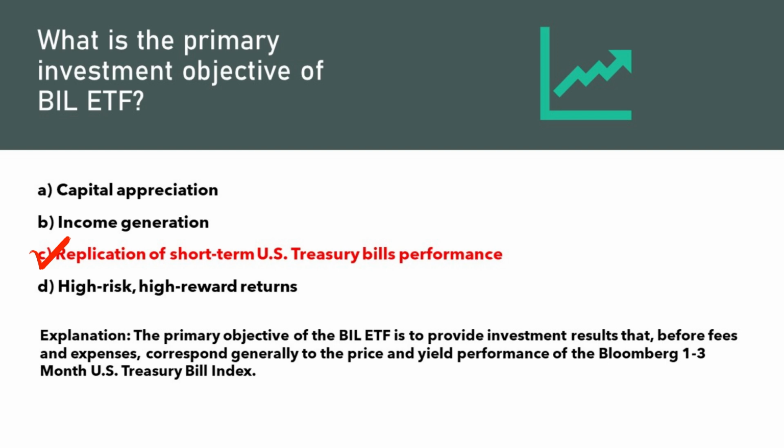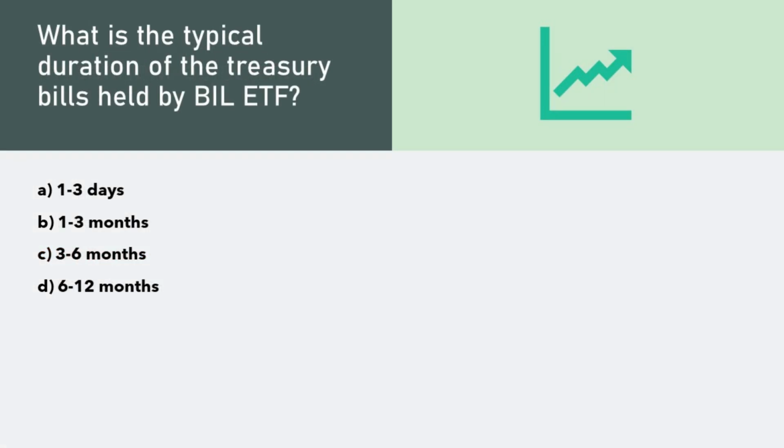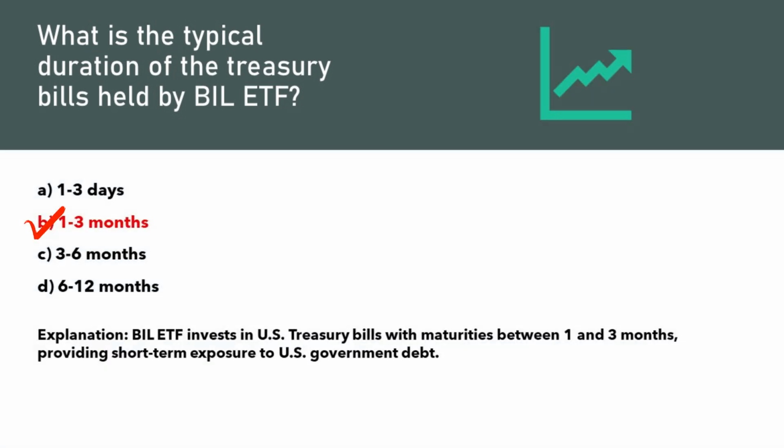Treasury bill index. What is the typical duration of the Treasury bills held by BIL ETF? Answer: B. 1 to 3 months. Explanation: BIL ETF invests in U.S. Treasury bills with maturities between 1 and 3 months, providing short-term exposure to U.S.